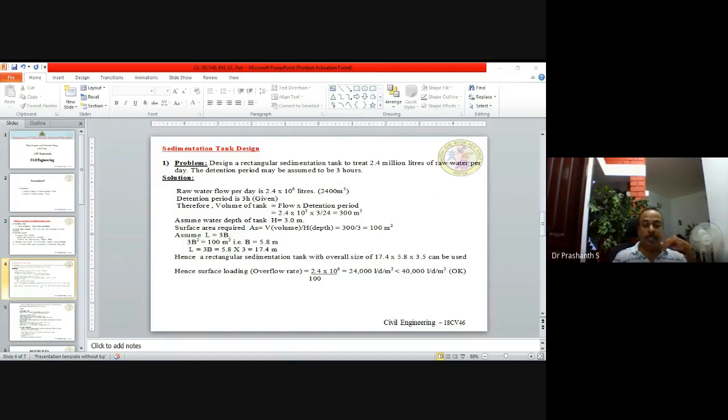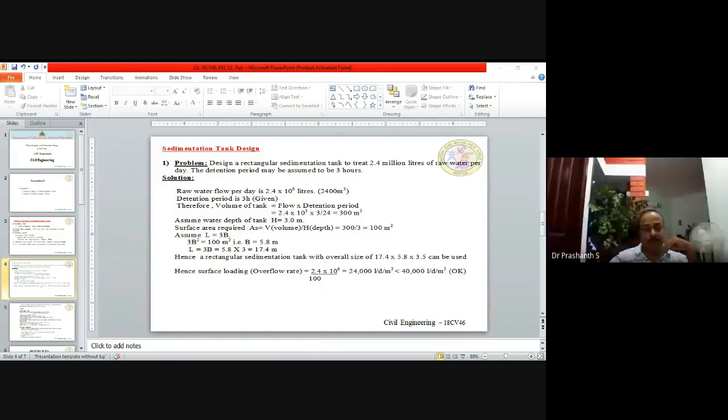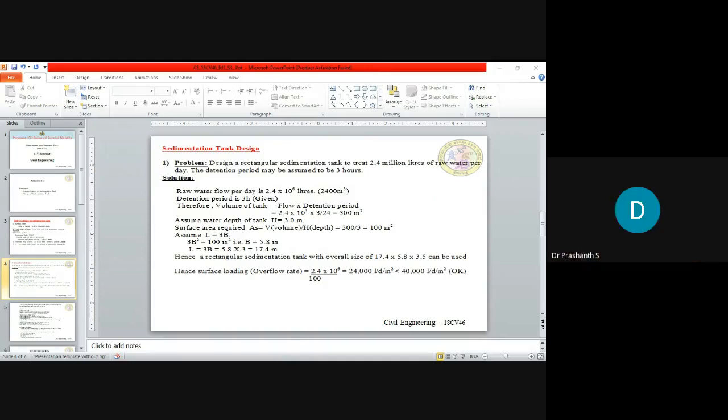So we know that the length of the tank is generally not more than 4 times the breadth. Let us assume L is equal to 3B. So L is equal to 3B means 3B square is equal to 100 meters square. So B is equal to 5.8 meter. And as L is equal to 3B, if you multiply 3 into 5.8 meter, you get 17.4 meter. So hence a rectangular sedimentation tank with overall size 17.4 into 5.83 can be used.